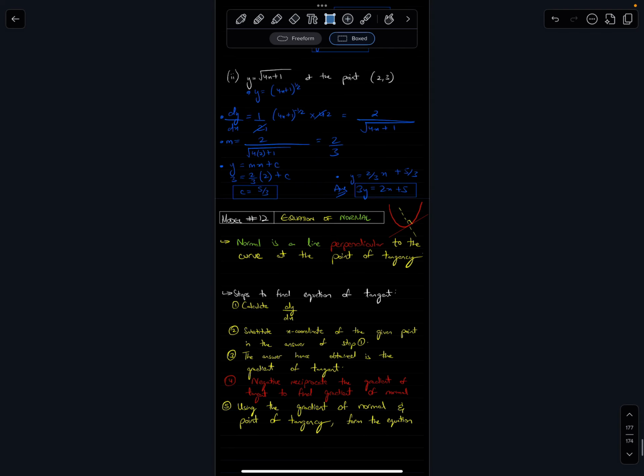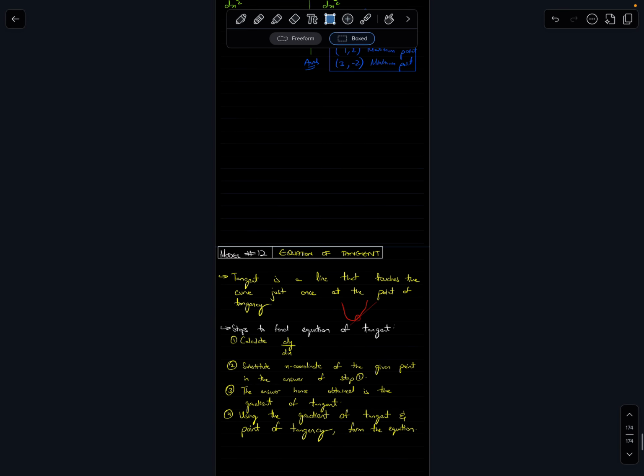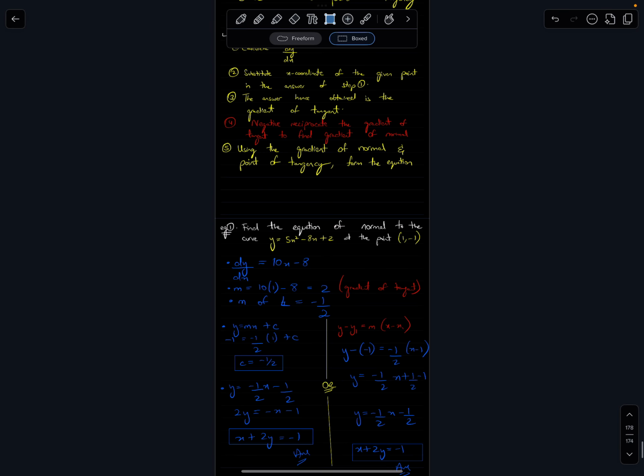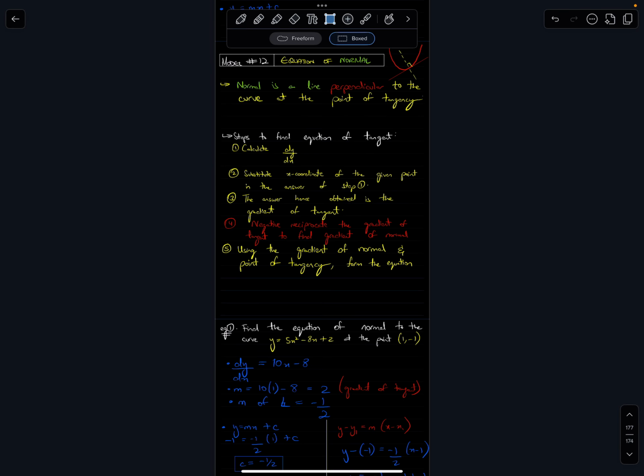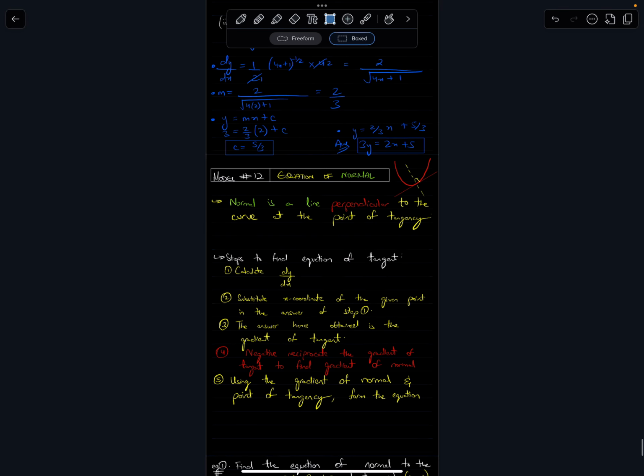So you learned how to find the equation of tangent and normal. The sequence of steps are similar. Just remember to negative reciprocate the gradient of tangent when finding the equation of normal.